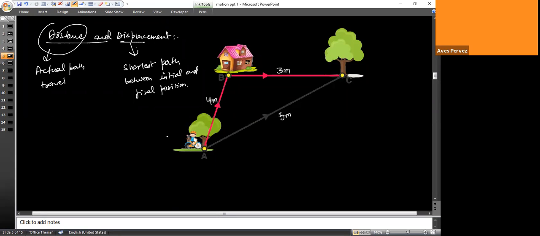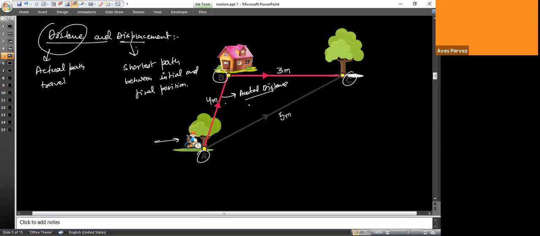For example, if a boy is a cyclist and he starts traveling from position A to position B, and then from position B to position C. The distance from A to B is 4 meter, and the distance from B to C, let's suppose, is 3 meter. So the actual distance he covered is 4 plus 3, which is 7 meter. This is the actual distance.